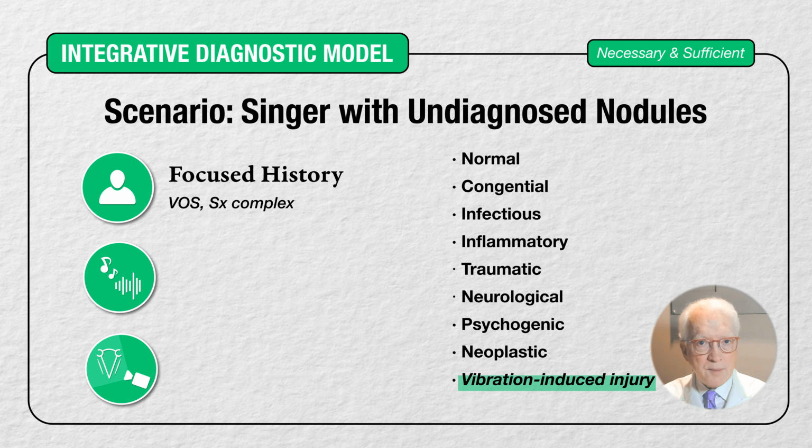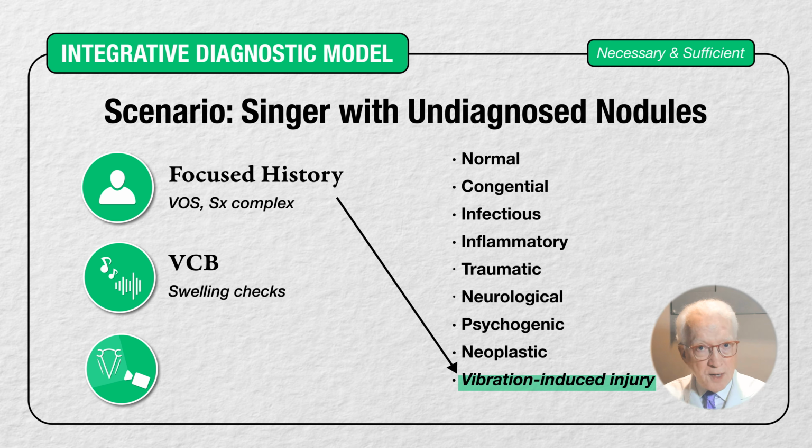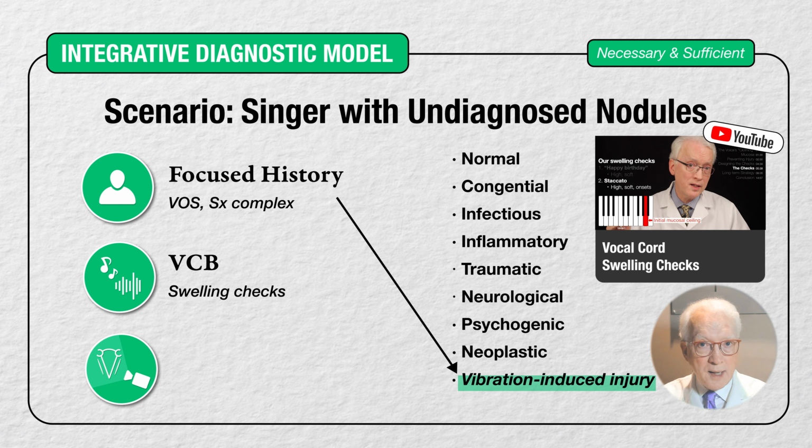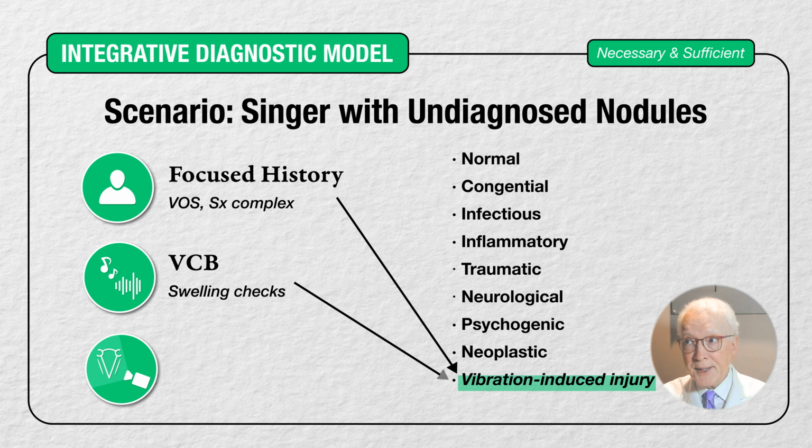what instead you want is the focused history. The person talks about themselves as being highly social and talkative and so forth. So that says, maybe vibration injury. In the vocal capability battery, we do the little tiny happy birthday test, which I've made a whole video on vocal cord swelling checks. And you learn that even though the speaking voice is perfectly normal sounding, there is real impairment of the upper voice. And so that says, okay, this makes sense. Overdoer profile, over sociable and talkative, and we have our positive swelling checks.